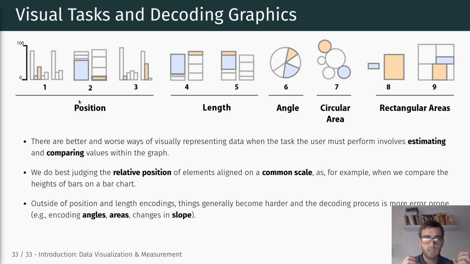Once outside of position and length encodings, things become generally harder, and the decoding process is more error prone, especially when we talk about angles or areas or changes in slope, right? So in general, another good rule of thumb is never use a pie chart, because these angle comparisons are extremely error prone and it is very difficult to accurately or effectively communicate these comparisons, okay?